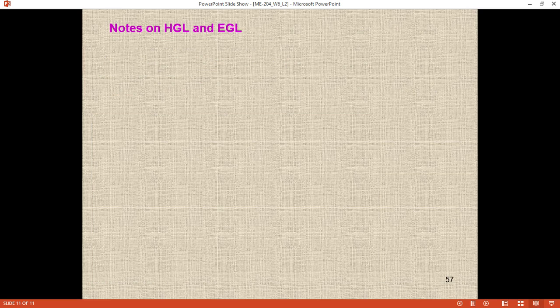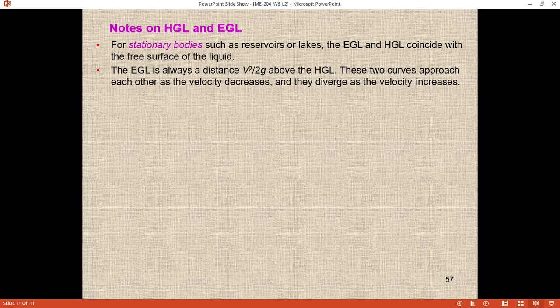So let's summarize the notes for the hydraulic and energy grade line. Number one, for stationary bodies such as reservoirs or lakes, or for a large reservoir, the energy grade line and hydraulic grade line coincide with the free surface of the liquid. I said that when velocity is 0, then energy grade line and hydraulic grade line will coincide with each other. The energy grade line is always a distance v square over 2g above the hydraulic grade line. These two curves approach each other as the velocity decreases, and they diverge as the velocity increases.